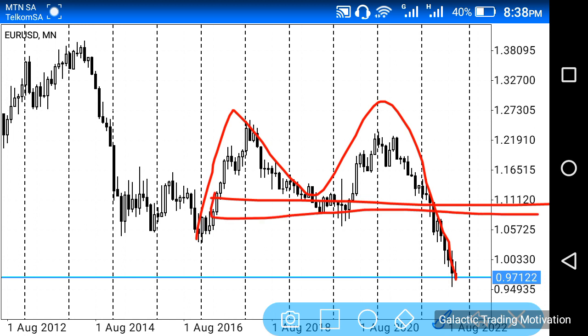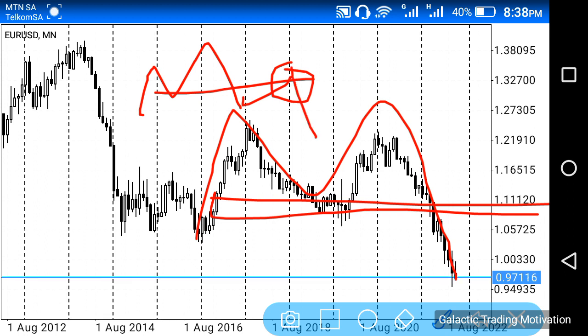And you guys know by now that when it comes to M structures, we would love to see price break below that neckline and then head back to that neckline to test it. And at that neckline is where we would look for potential selling opportunities, right? At this point in time, we are yet to see price revert to the neckline to test it.